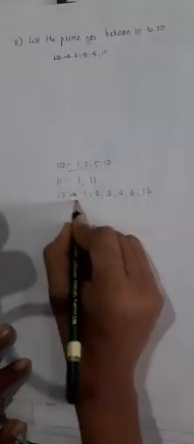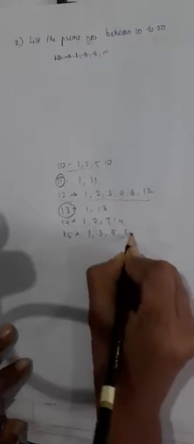11, you take. It has factors 1 and 11. 12, you take. 12 we can find in the 1 table, 2 table, 3 table, 4 table, 6 table and 12 table. It has more than 2 factors. It is not a prime number. Then 11 is a prime number. 13 has 1 and 13. 14 is found in the 1 table, 2 table, 7 table and 14 table. It is not a prime number. 13 is a prime number.